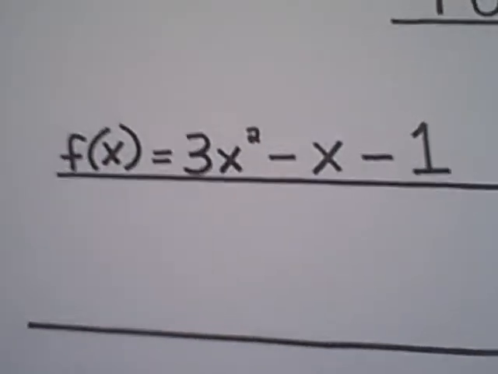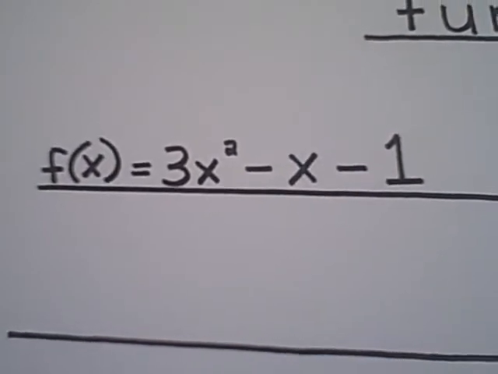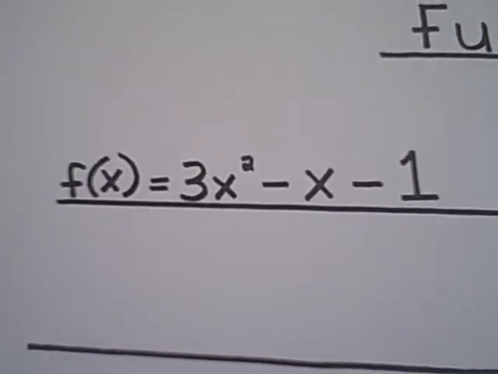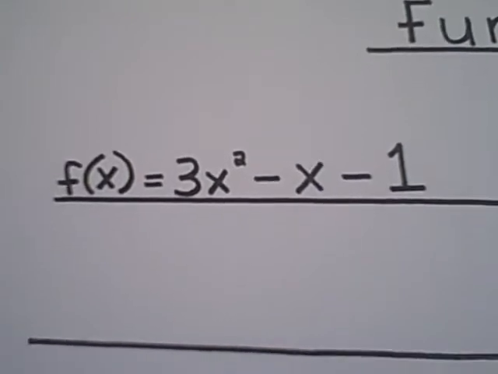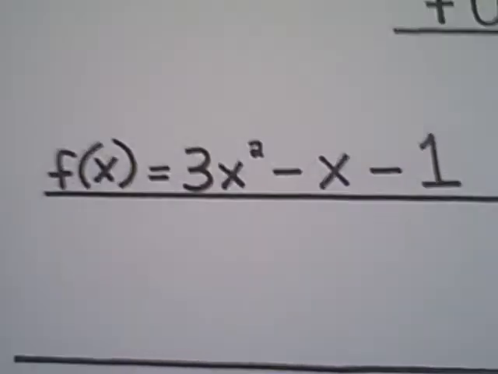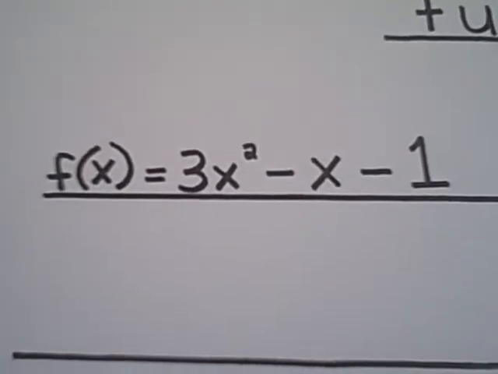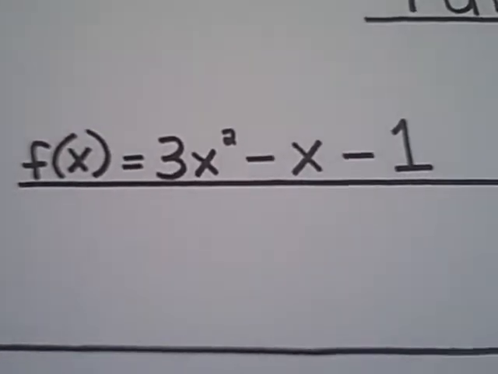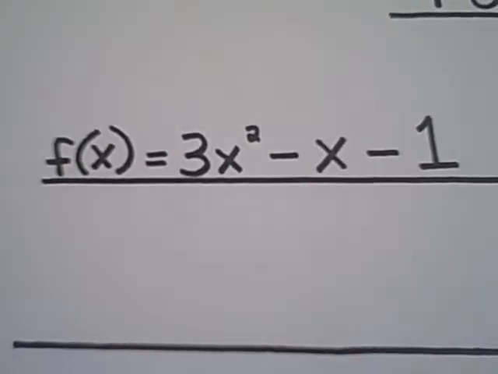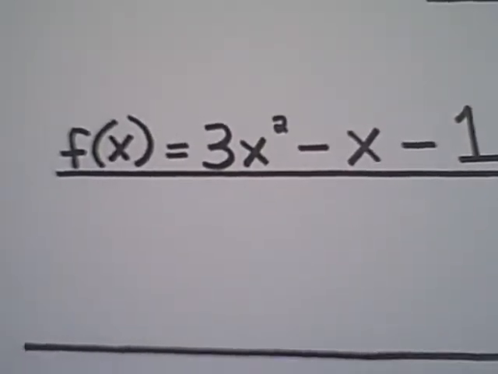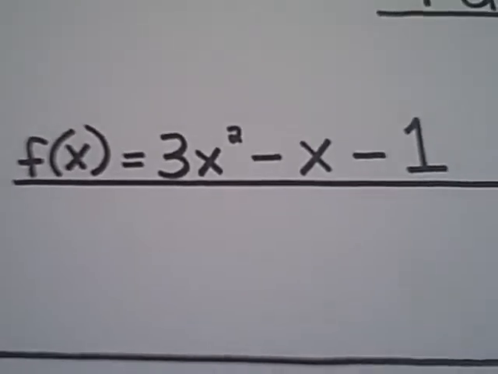Hello. My third problem will consist of me having to find the zeros of a quadratic function. Here we go. This is my equation: f of x equals 3x squared minus x minus 1. To solve this equation, I must first find all the zeros, which means I must take this function and set it equal to 0.